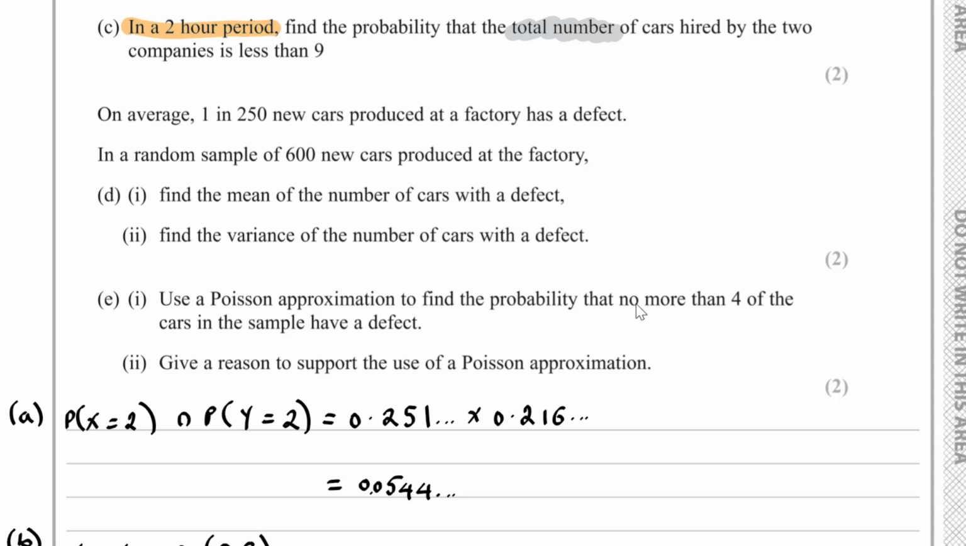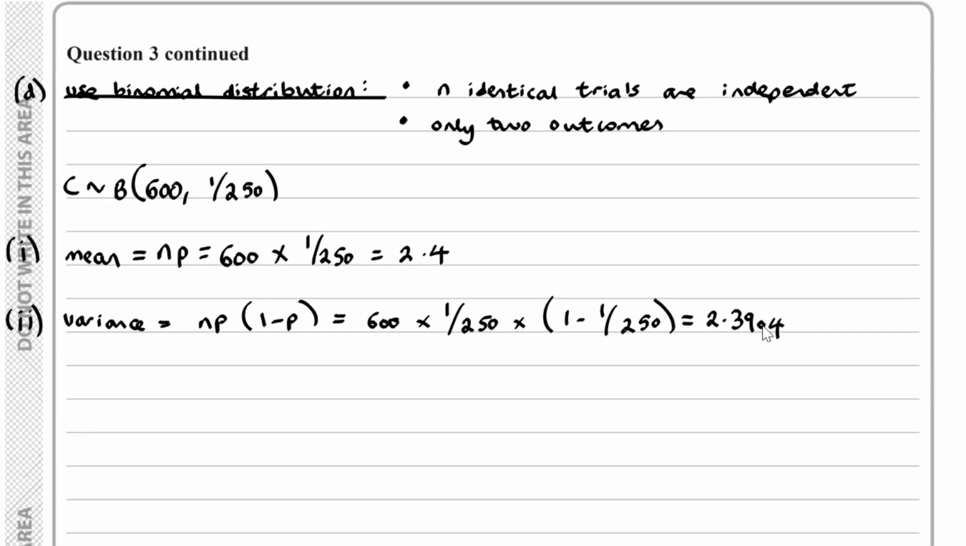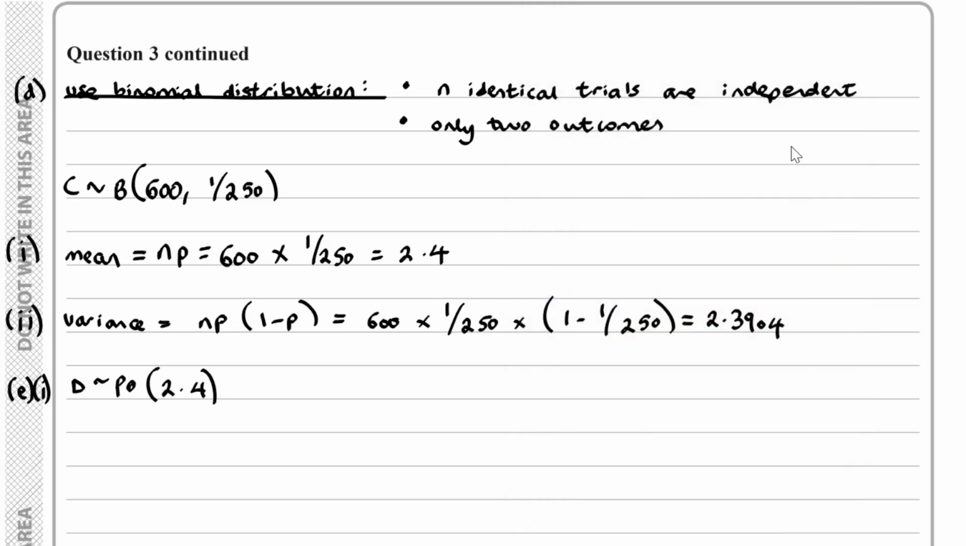that no more than 4 of the cars in the sample have a defect, and then give a reason to support the use of a Poisson approximation. So here we're using the Poisson approximation for the binomial distribution, and what we have over here is the mean, which is 2.4. So for part E, we've got D, which follows a Poisson distribution with parameter 2.4, and the reason it's 2.4 is because that's what we worked out the mean to be.